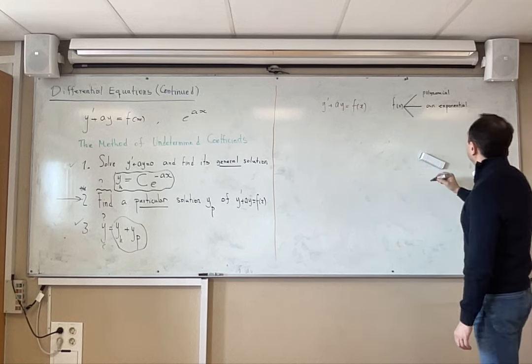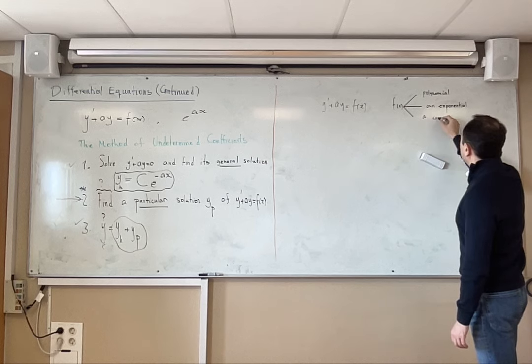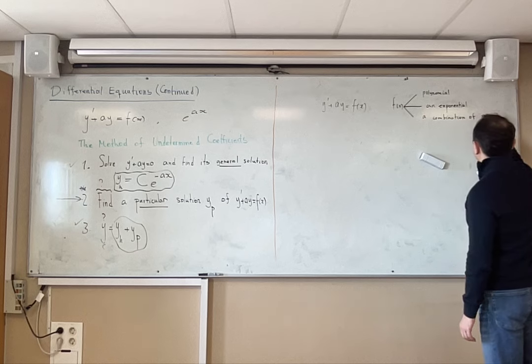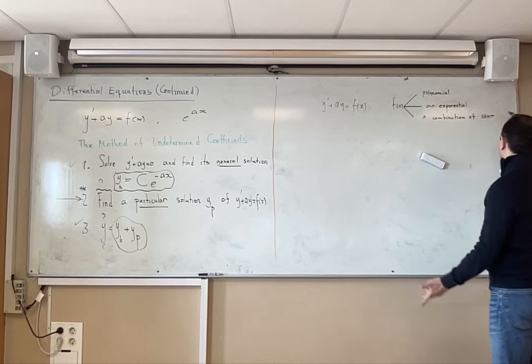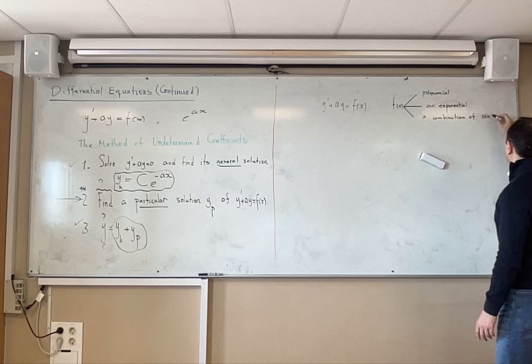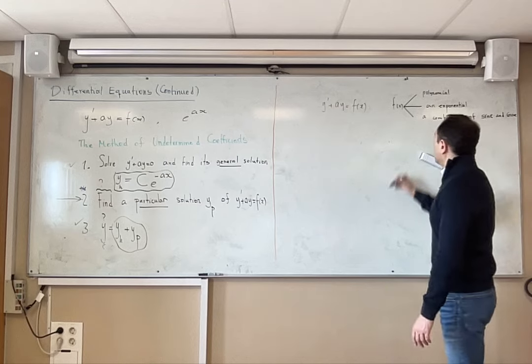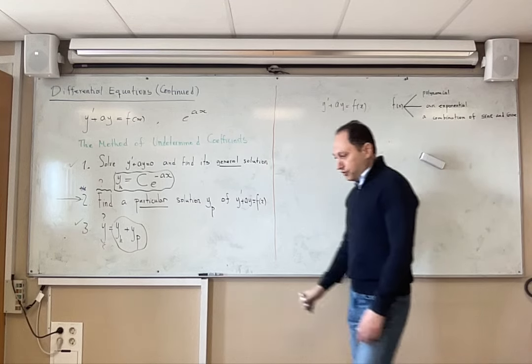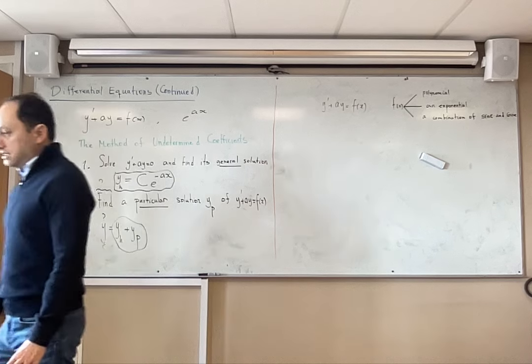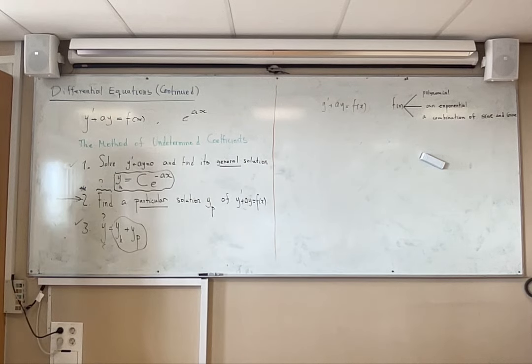Yes, and then a combination of sine x or any other angle, sine and cosine. Yes. So if f of x is one of these forms, then it is not probably that hard to systematically guess yp, not just random guess.